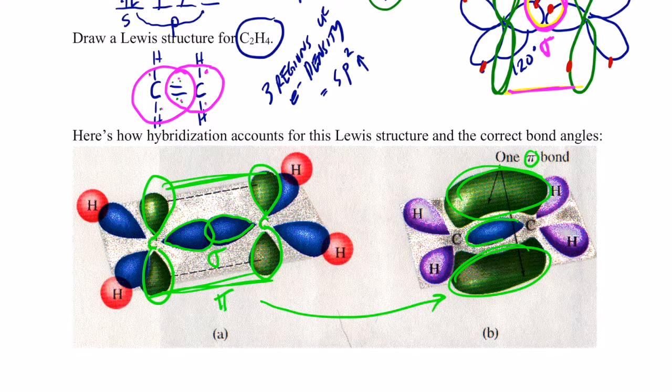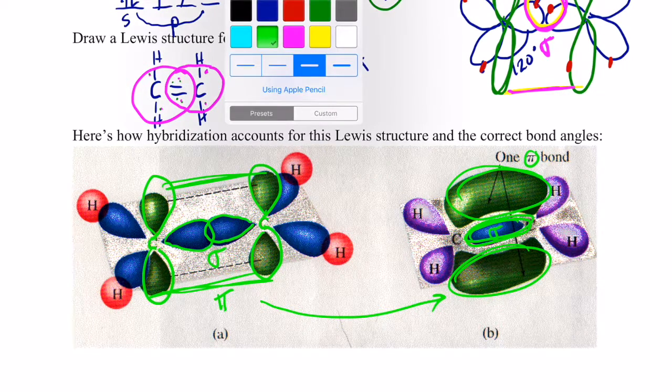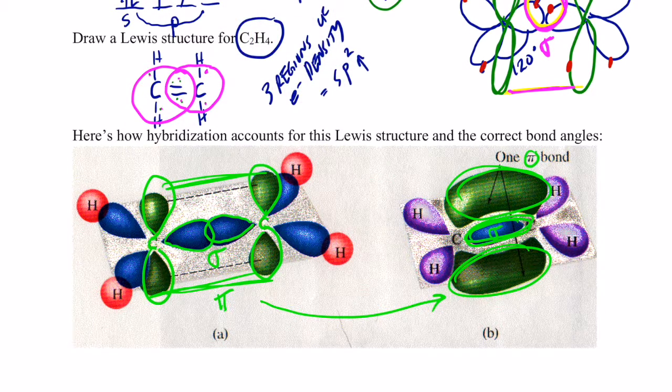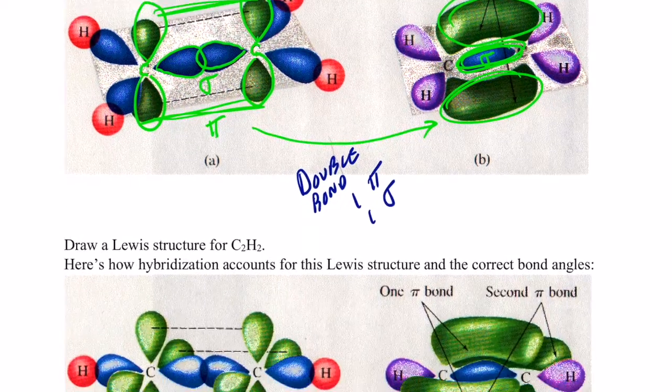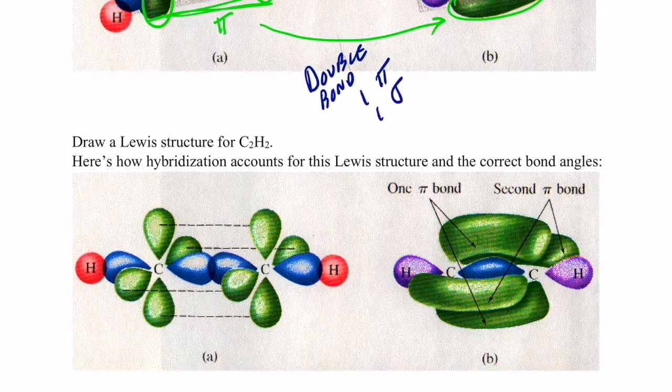And then we have this head-to-head overlap of hybridized sp2 orbitals, and that's my sigma bond. Turns out that every double bond consists of one pi and one sigma. So a double bond has one pi bond and one sigma bond in it. All right, what about C2H2?